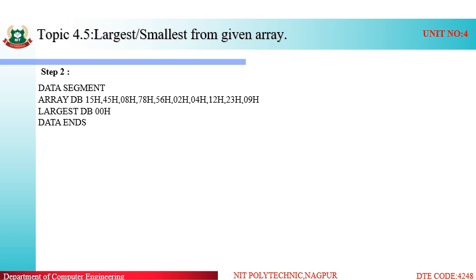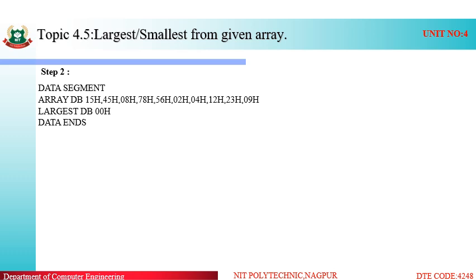Next variable we have taken as largest, so we will store the largest number inside this variable, that is largest. So initialized it with 00, that means now it contains 00. After the execution of the program, it will contain the largest element inside the given array. So our data segment is over. This is the required data we want inside our program.